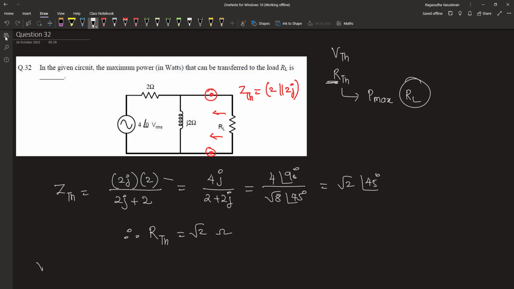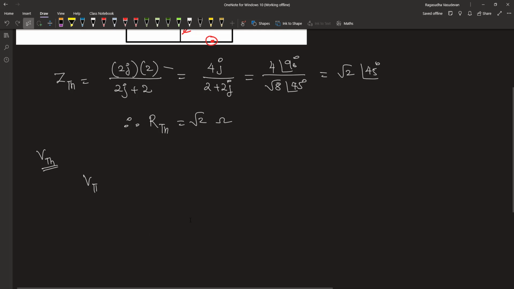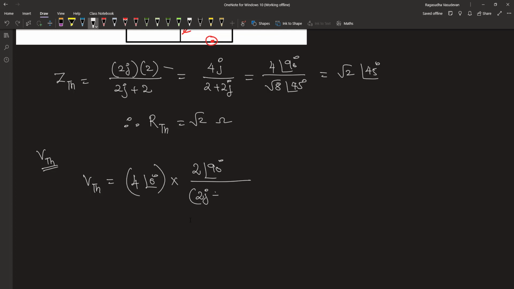Now, let us find out the voltage VTh. VTh will be the voltage across the open circuited terminals of the load. So in this case, VTh will be the voltage across the 2j ohm inductor. Therefore, by voltage division rule, this is equal to the supply voltage 4 angle 0 degrees times 2 angle 90 degrees divided by 2j plus 2.